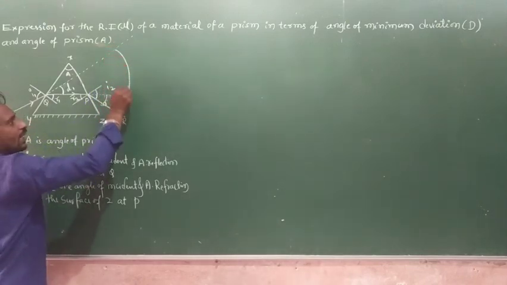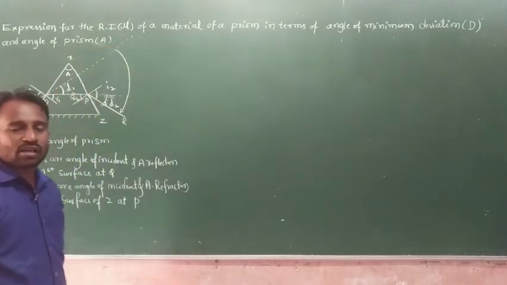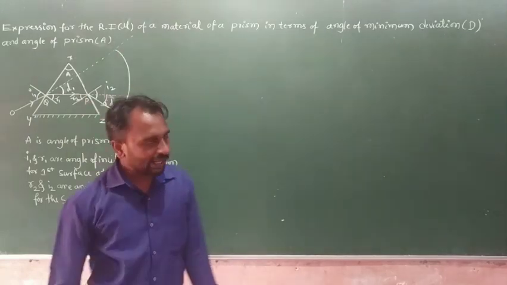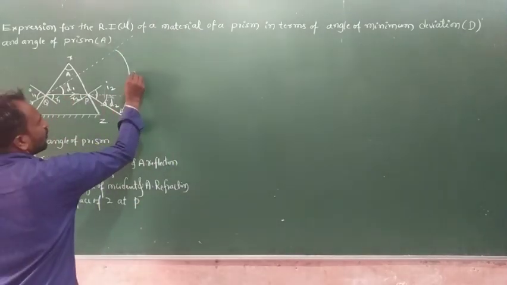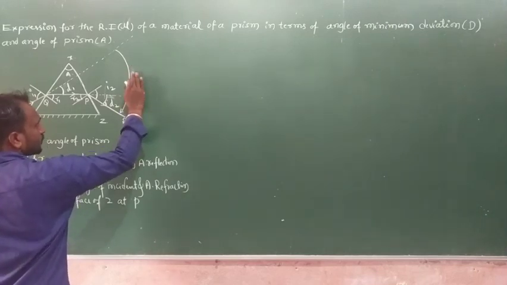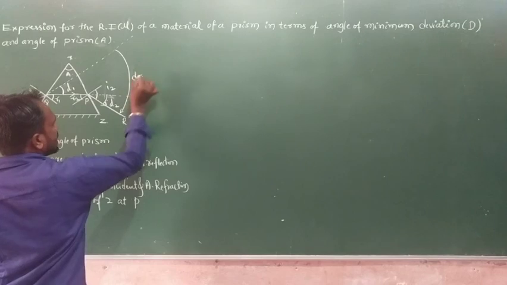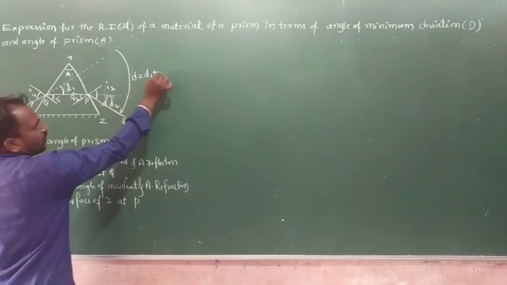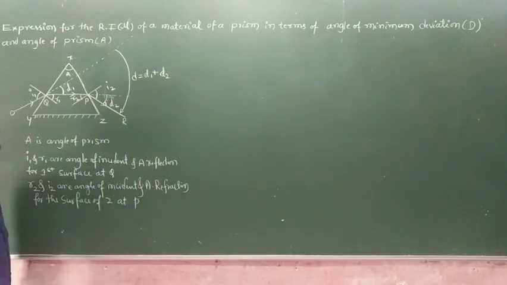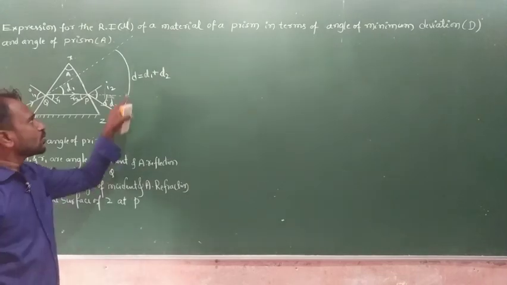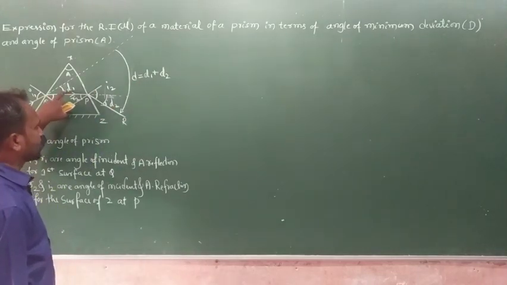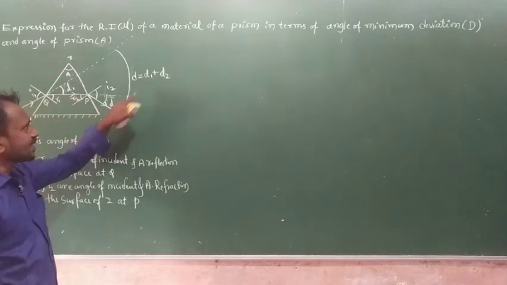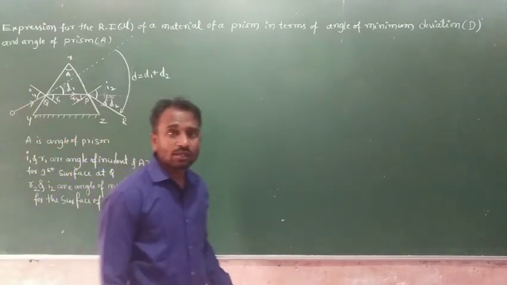So this one is the total angle of deviation. It is the angle between the extended incident ray and the emergent ray. We consider the total angle of deviation as D. D is equal to the first angle of deviation D1 plus the second angle of deviation D2. So the total angle of deviation is nothing but the angle of deviation for the first surface and the angle of deviation for the second surface. D is equal to D1 plus D2.